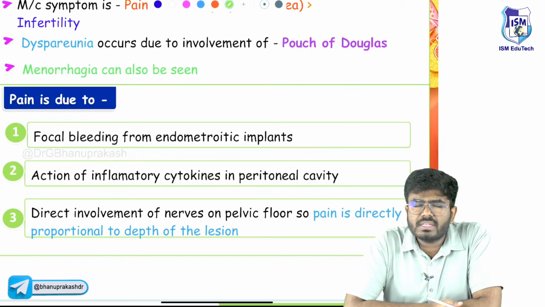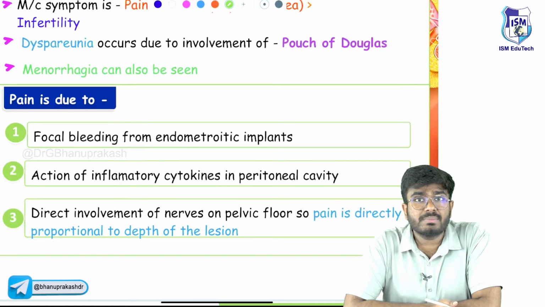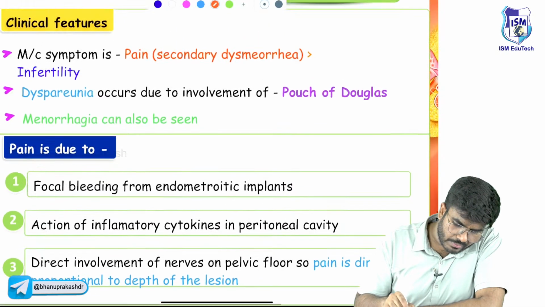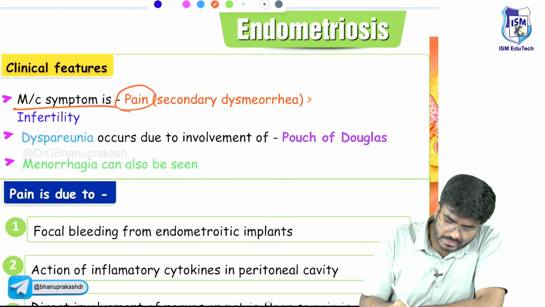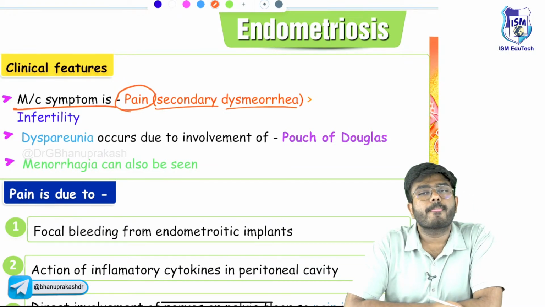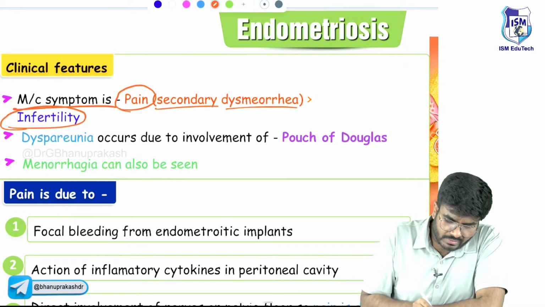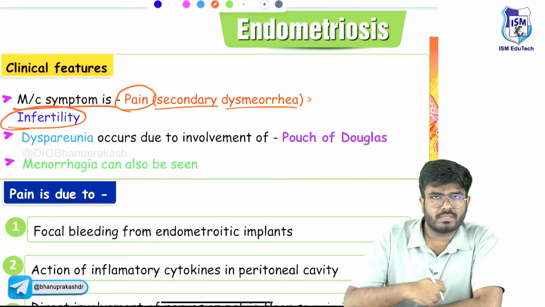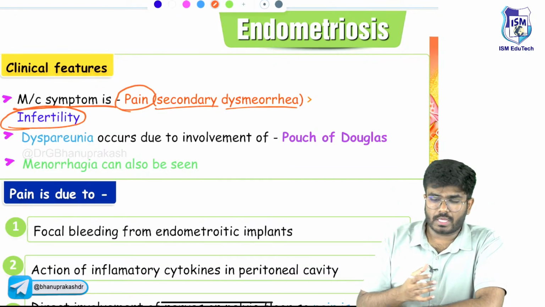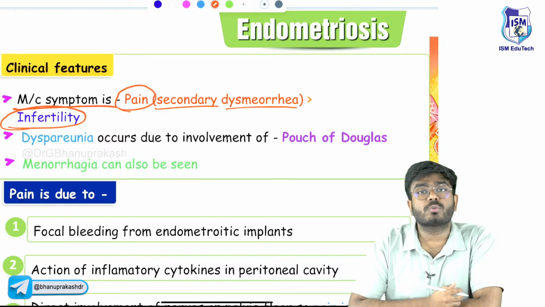She is going to have a very severe pain, dysmenorrhea. Very severe pain is going to be seen. The most common symptom is going to be pain. That's a secondary dysmenorrhea. And also she is going to have infertility, because there is a lot of inflammation going on in the pelvic area, and also the ovaries are going to be affected. Most common site, ovaries.